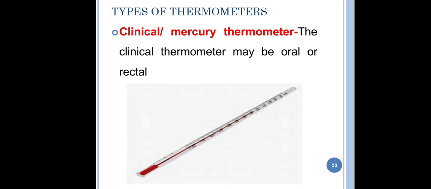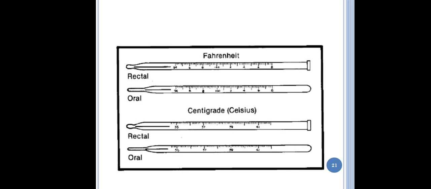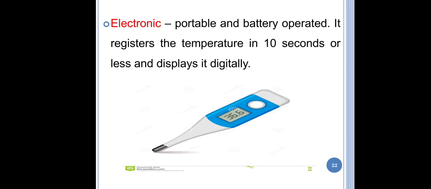Press it in the mouth, and then you wait for 3 to 5 minutes. Then it rings. Then you get it and get the readings. So we have all of them in Fahrenheit, and then we also have the one in Celsius. Then we also have what we call the electronic thermometer.